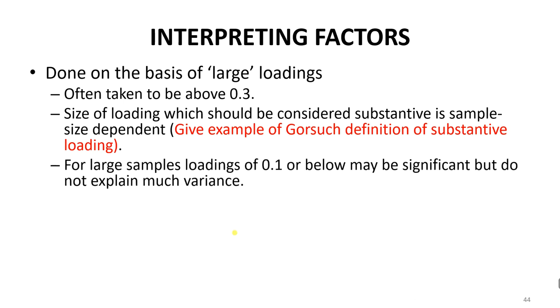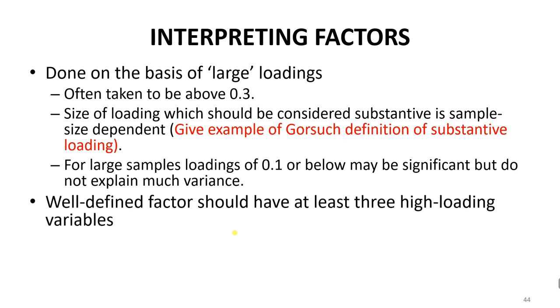For example, I have given an example that for a very large sample, even 0.1 correlation may be considered significant, and if you are retaining all the factor loadings even down to the value of 0.1, then your factor structure probably may not be interpretable. So we should go with some higher value like 0.5, 0.3, 0.4, something like that.